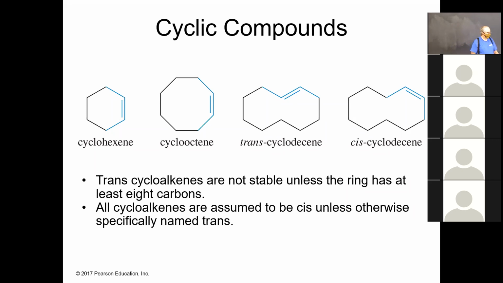With larger rings, like with 10, this is cyclodecene, the trans is actually more stable. With an 8-membered ring, cyclooctene, the cis is more stable than the trans, but with larger rings, the trans is more stable.